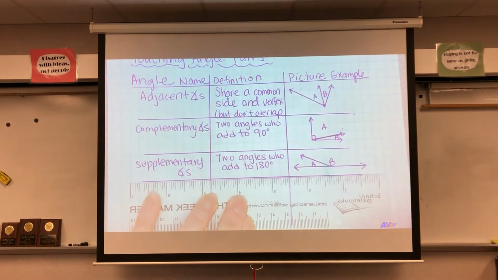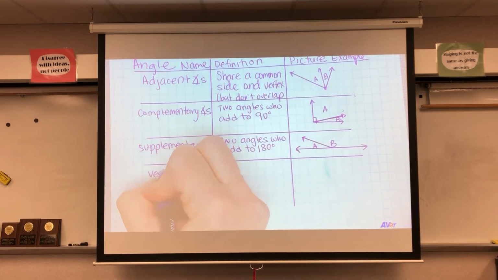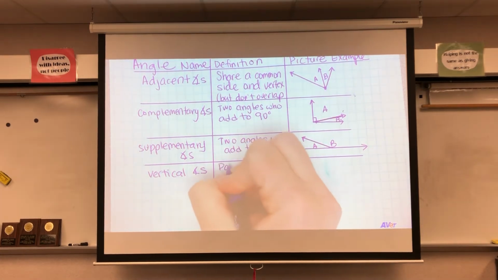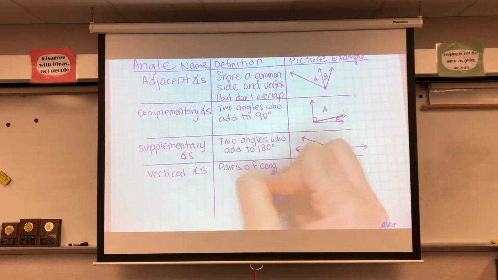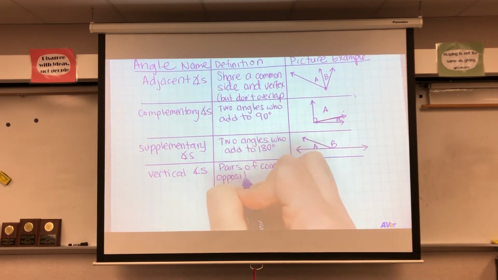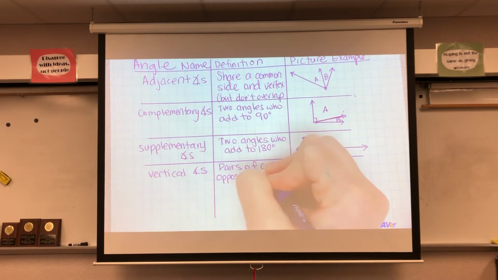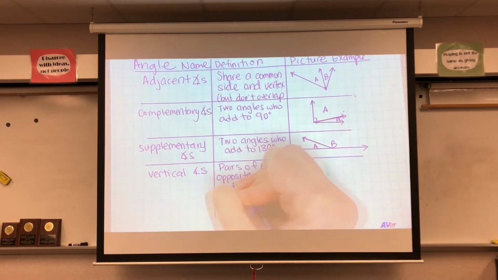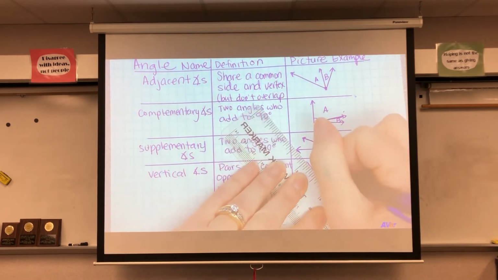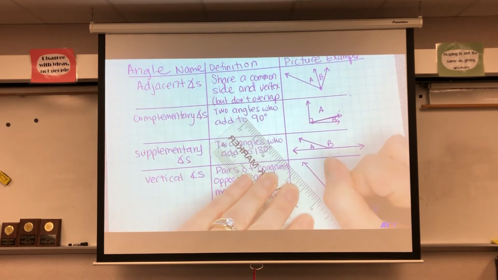And the last one, and one we'll use a lot, is something called vertical angles. And vertical angles are pairs of congruent, that means equal in size, opposite angles made by intersecting lines. So I think about that I have two lines that form an X. If I need to have vertical angles, I better see an X somewhere on my paper.